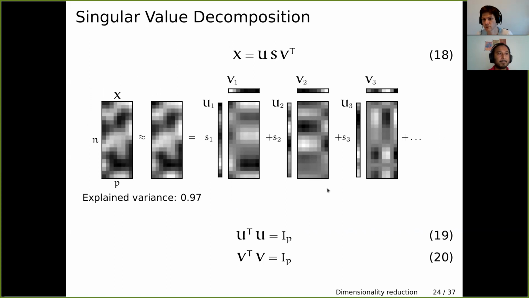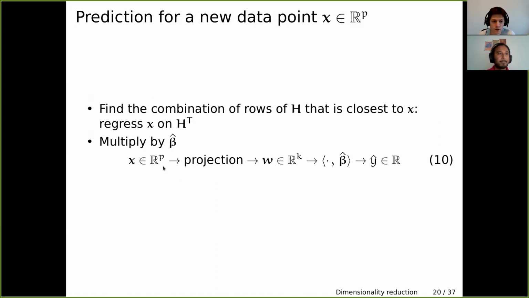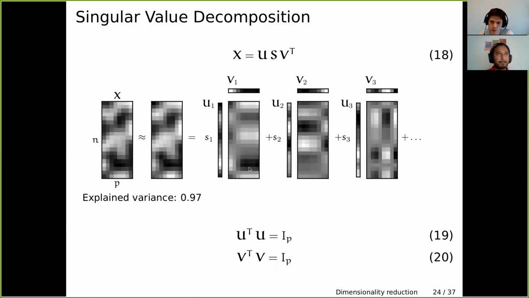But it's the one that, for a given k, will give the best possible approximation in terms of the squared error. And also we have the fact that these matrices are orthogonal, which means that when I have an input X and I need to compute its projection, that's very easy to do because it's just a matrix vector product. I don't need to compute an actual linear regression.